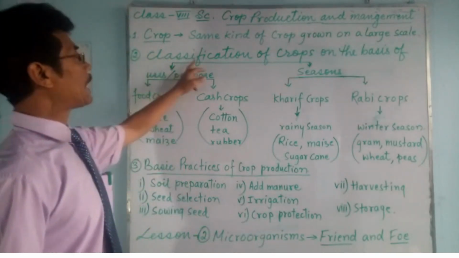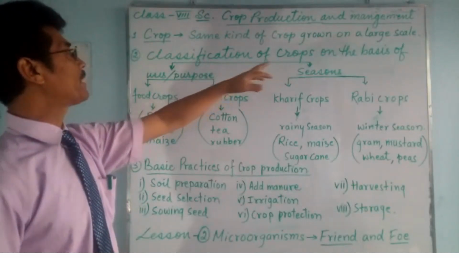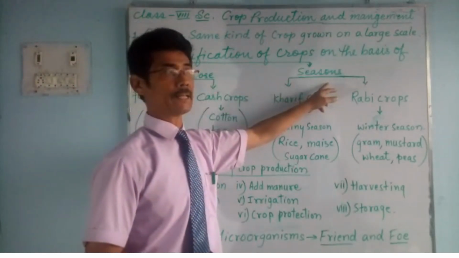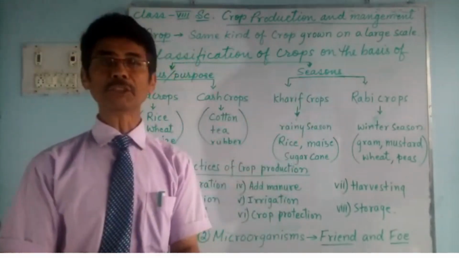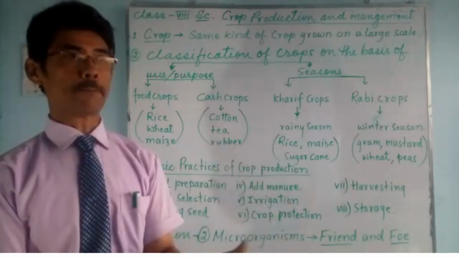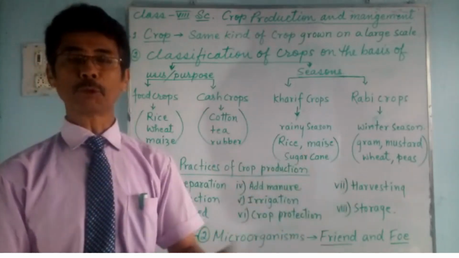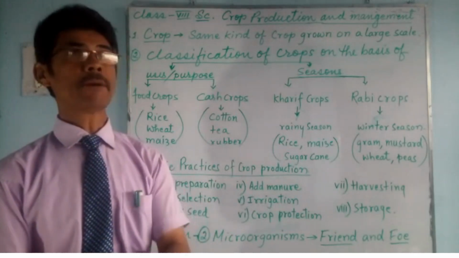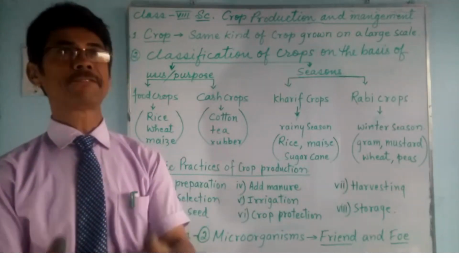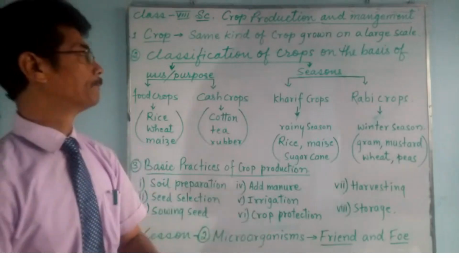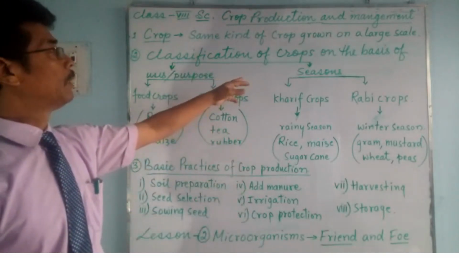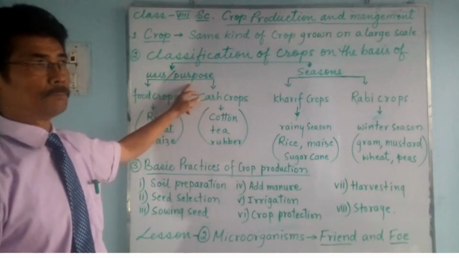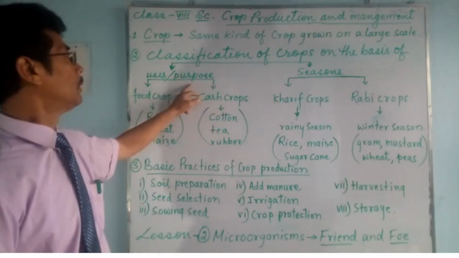Number 2, classification of crops on the basis of uses and purpose, and on the basis of season. Classification means grouping of crops. We grow various types of crops. Some are food crops, some are cash crops, some are seasonal crops, kharif crops, rabi crops and so on. So now, classification on the basis of uses or purpose. For what purpose is it grown?